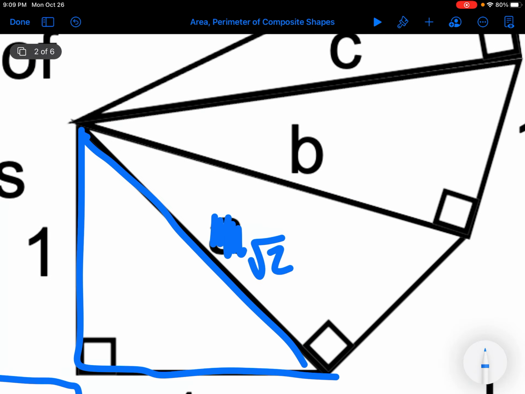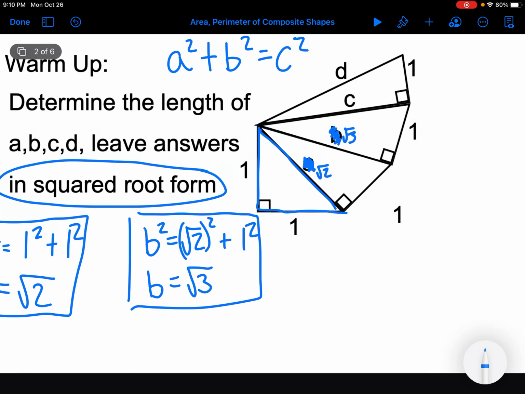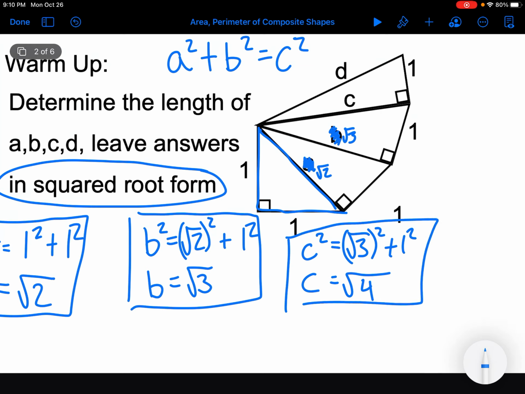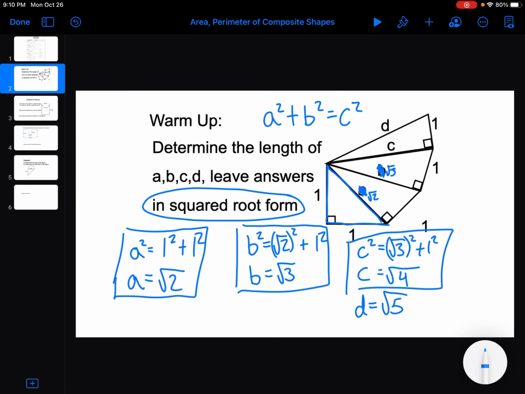And then we can change that. Root 3, c, and lastly, I think you can see the pattern here. We're going to get d is equal to root 5. This is a common question that's on math exams, things like EQAO and different types of exams, because it shows that you understand why leaving it in square root form is important.